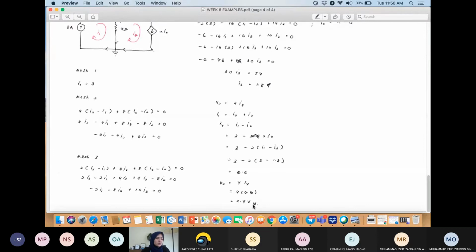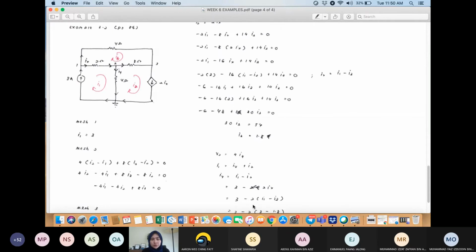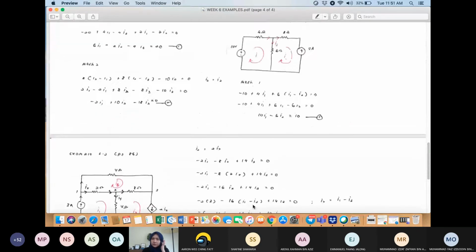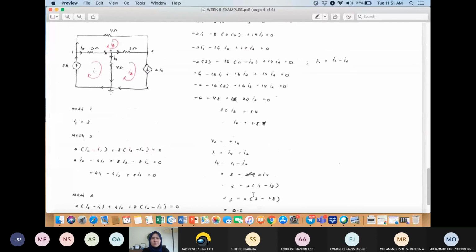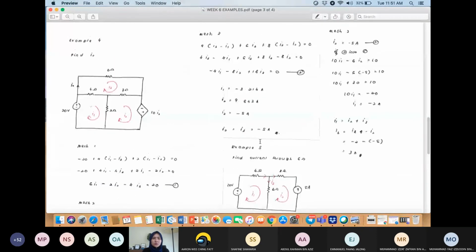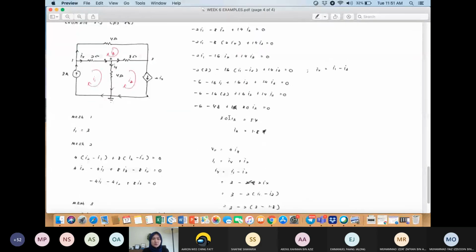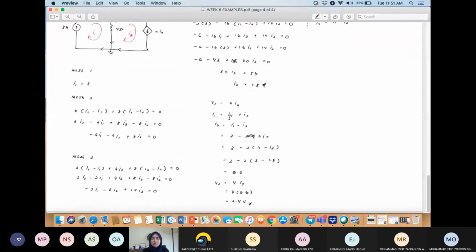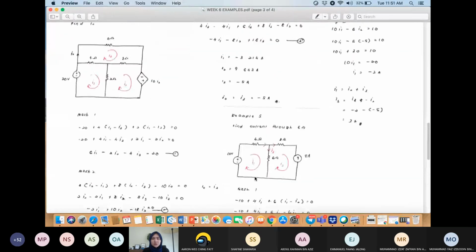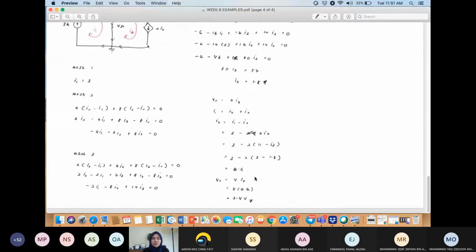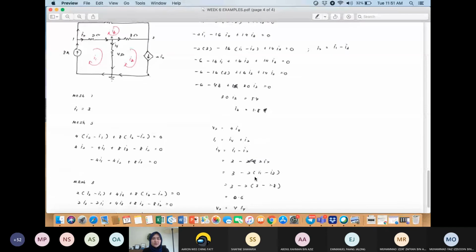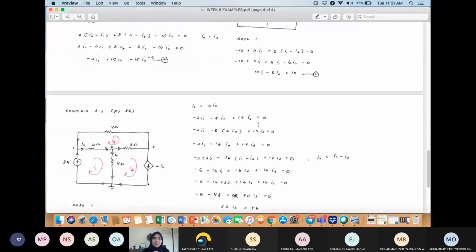Later I want you to solve this circuit but try to use the nodal analysis. If you compare this one and this one, mesh analysis is used to calculate for the current, and this one mesh analysis is used to calculate for the voltage. So the calculation for this one is just a little bit longer compared to this one.